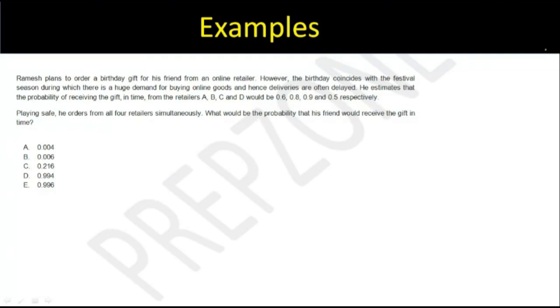So probability of receiving the gift is nothing but 1 minus the probability that the gift doesn't come. Now the gift not coming case is simple, right? It is 1 minus the vendor A does not deliver it on time, B also does not deliver it on time, C does not. So 1 minus 0.4 into 0.2 into 0.1 into 0.5. Just solve it with your answer. 0.996 is the right answer.